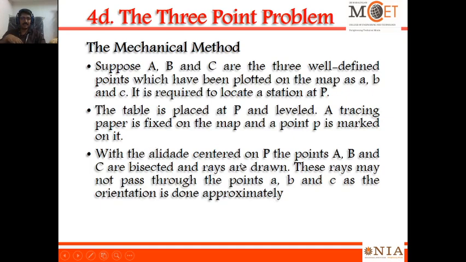With the alidade centered on P, the points A, B and C are bisected and rays are drawn. All the rays. These rays do not pass through the points a, b, c in the map, as the orientation is done approximately. It may happen rightly in the first attempt, very rarely, right?